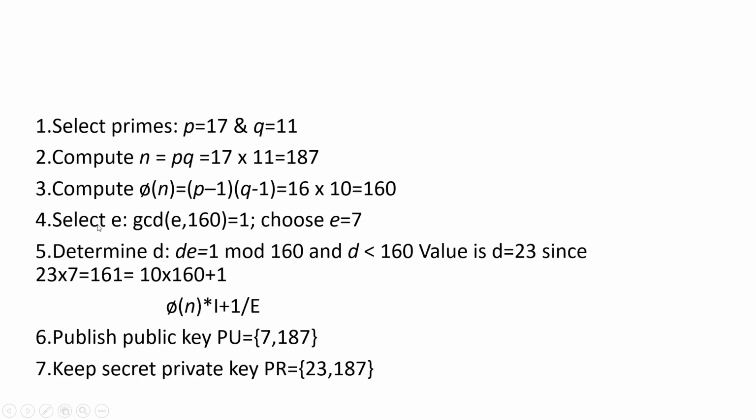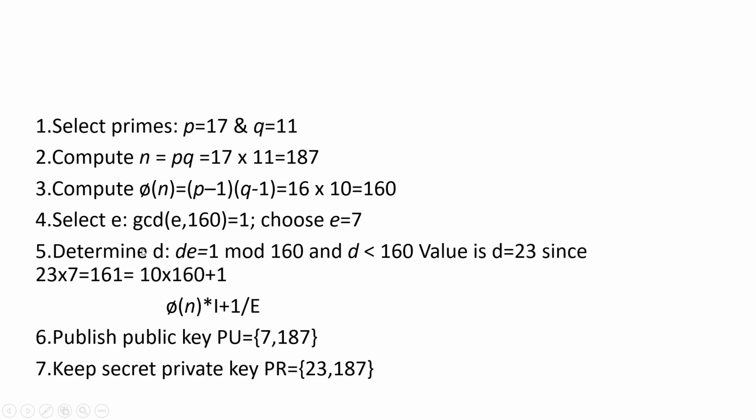Next, select E using GCD. Phi of n is equal to 160. We choose a number whose GCD with it is 1. Trying numbers 1 to 6, the GCD is not 1. But with 7, the GCD is equal to 1. So select E is equal to 7, because the GCD is 1 when we apply 7.